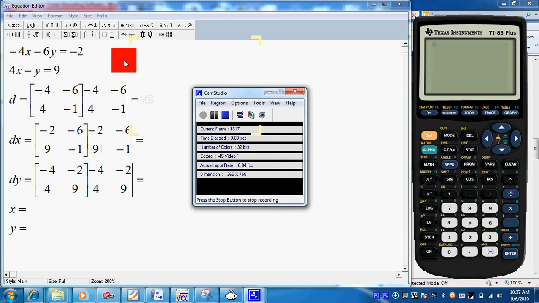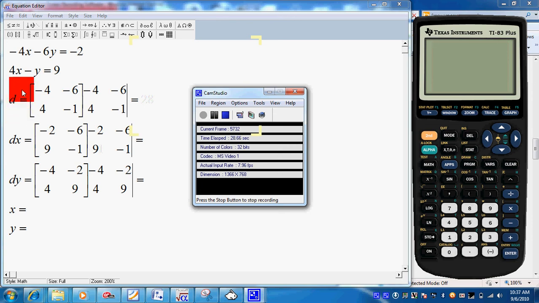We're going to solve a system of equations using two variables, x and y, and two equations. Here are the two equations: minus 4x minus 6y equals negative 2, and 4x minus y equals 9.